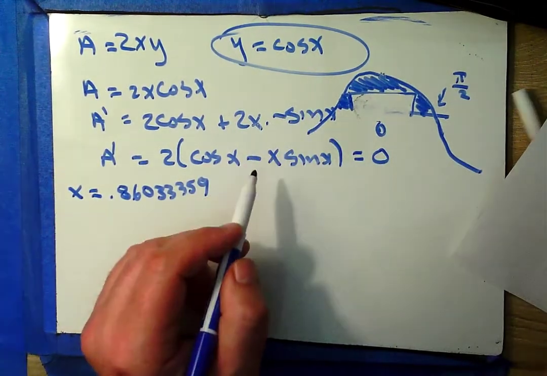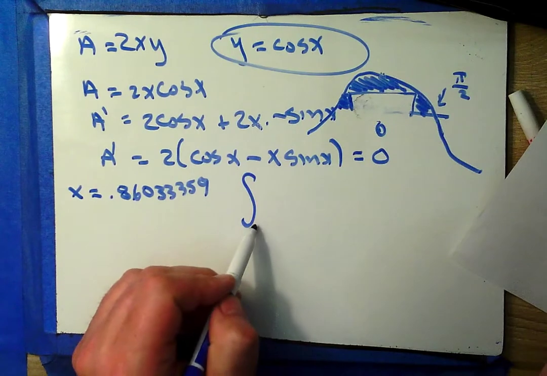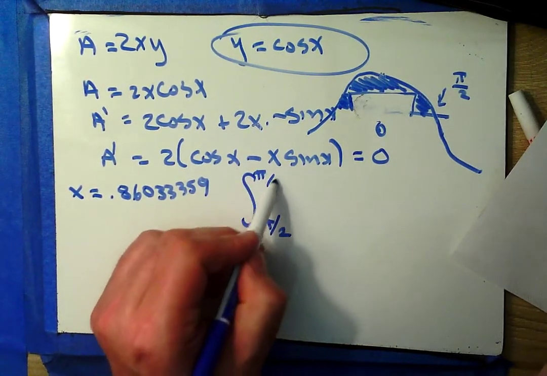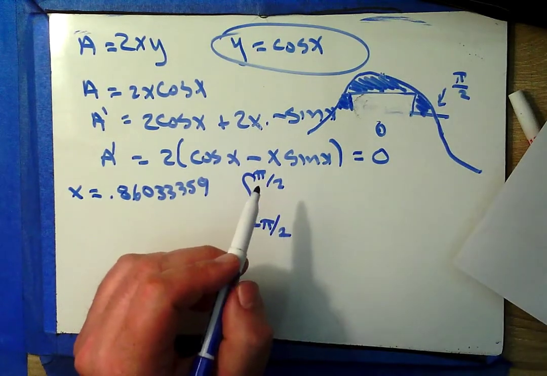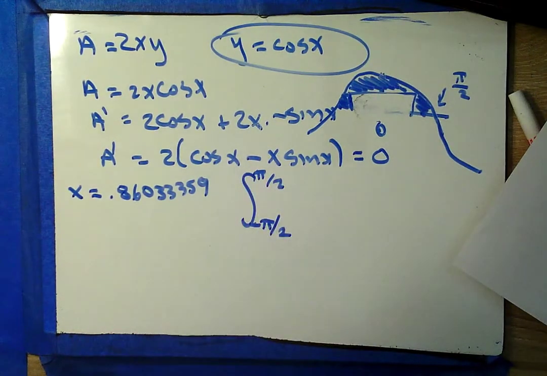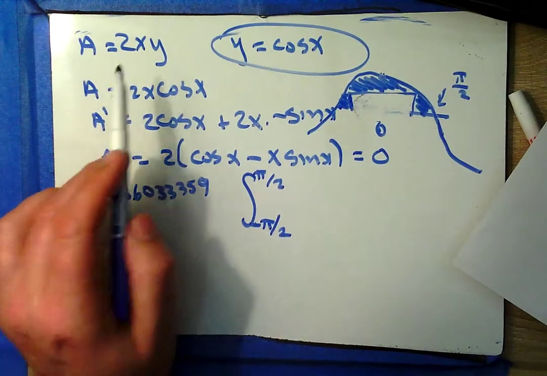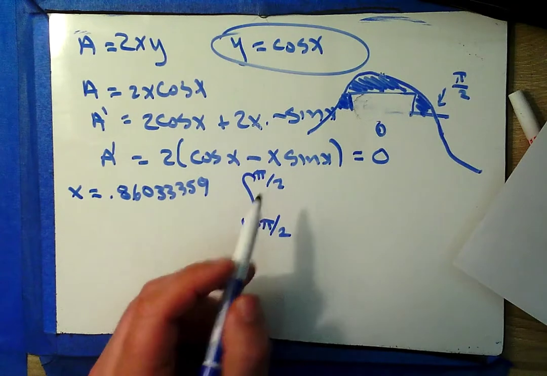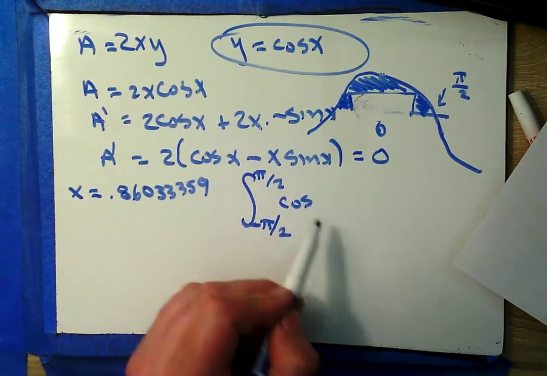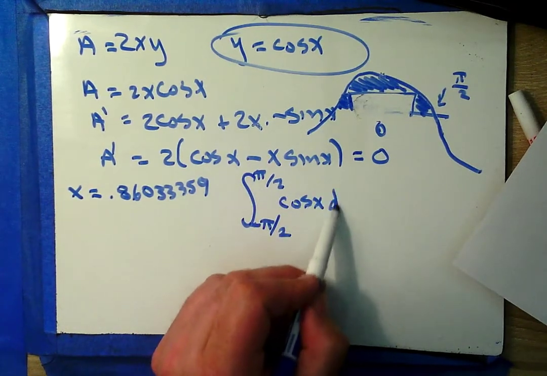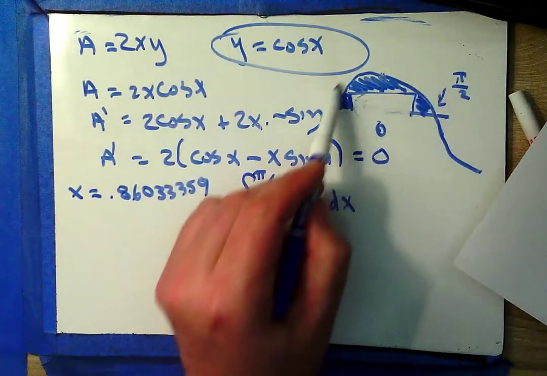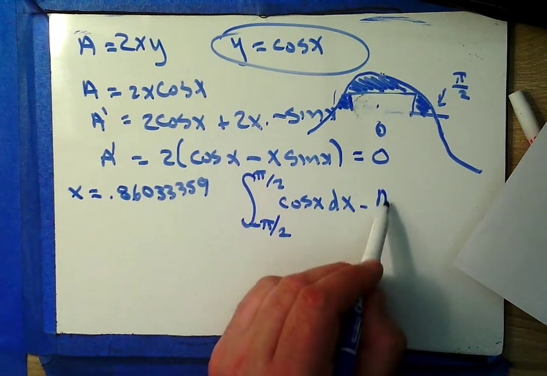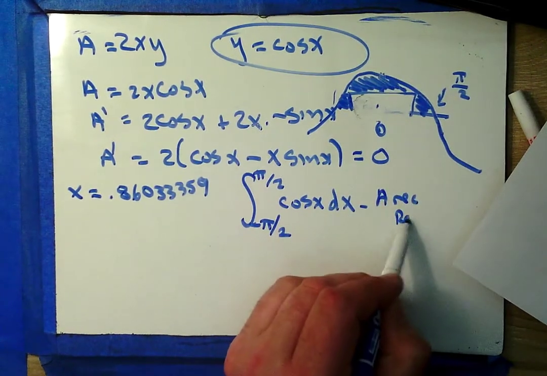I know the full area under the arc of the curve goes from negative pi over 2 to pi over 2 of this cosine curve. So I'm integrating cosine from negative pi over 2 to pi over 2. That's going to be the full area, but now I'm going to subtract the area of the rectangle.